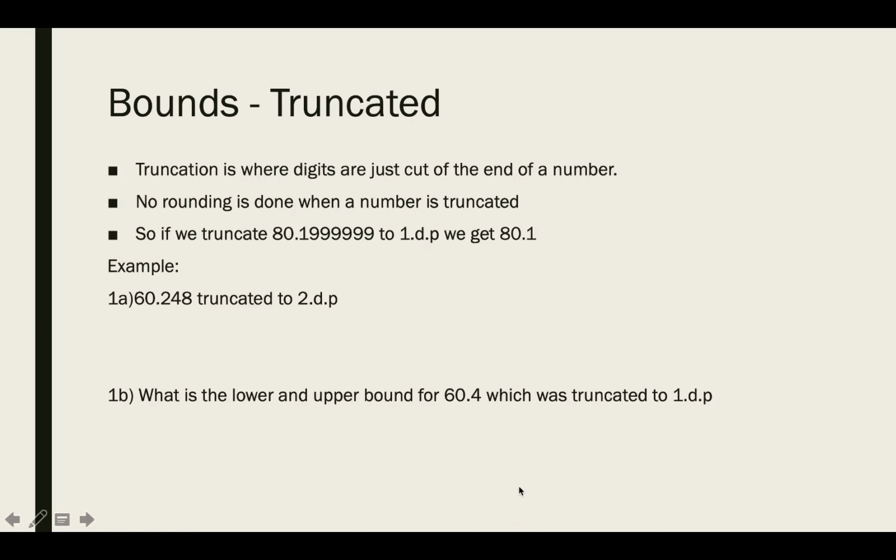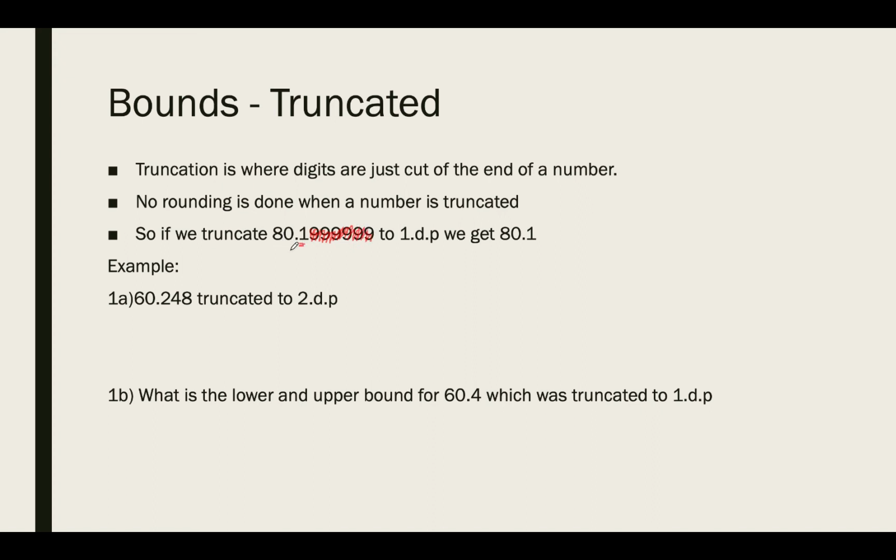Okay, so truncation is slightly different to rounding. When we round, we consider the number after the last digit to be a decider, but when truncating, no rounding is done at all. If we have a look at this example here, if 80.1 and then lots of 9s was rounded to one decimal place, we actually get 80.1, not 80.2, and that's because we found our one decimal place, and then we just ignore all the numbers past the decimal place when we're truncating.